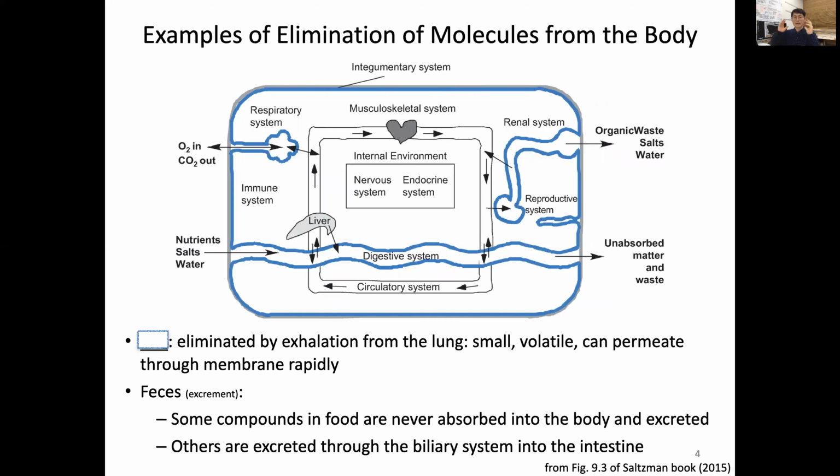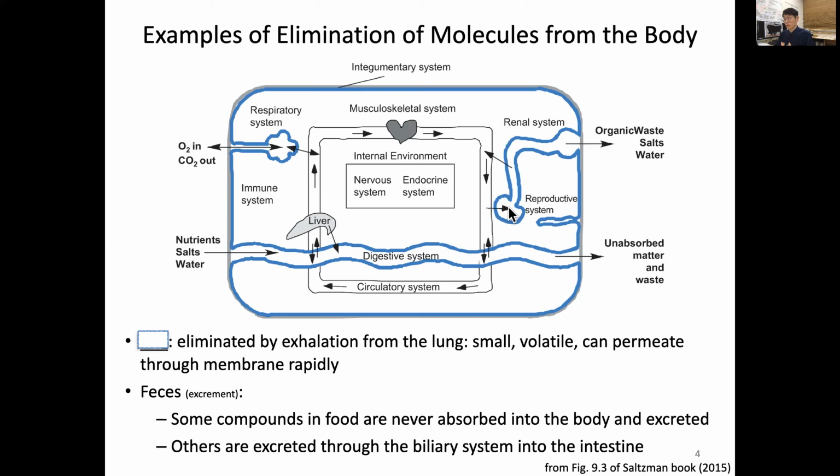So let's look at the diagram, a simplified diagram from the engineering point of view of our system. For elimination of molecules, we can define the system in our body as this blue region. Let's look at elimination here. Oxygen in and carbon dioxide out is the respiratory system we discussed first. And from mouth to anus is the so-called gastrointestinal or digestive system. We eat food to take in nutrients, salt, and water by drinking, and then we excrete unabsorbed matter and waste as feces. And the other is through the circulatory system.